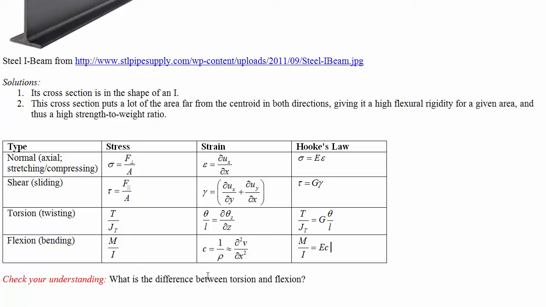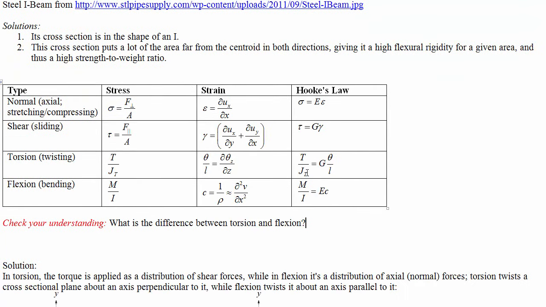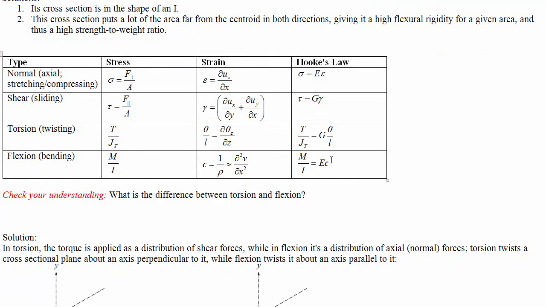So what's the difference between torsion and flexion? I mean, is flexion just torsion again? Well, torsion is really a shear phenomenon. You can see because it's using the shear modulus as a hint. And flexion is actually an axial phenomenon.